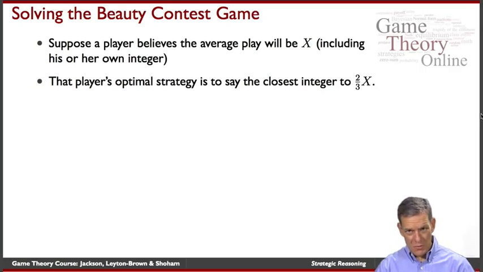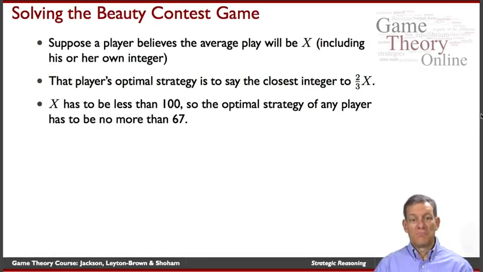So here we're just working through heuristically. We'll get to formal definitions and analysis in a little bit, but let's just go through the basic reasoning now. Okay, so I should be trying to name 2/3 of what I think the average is going to be. Well, x has to be less than 100, right? There's no way that the average guess can be more than 100. So the optimal strategy of any player should be no more than 67, right?